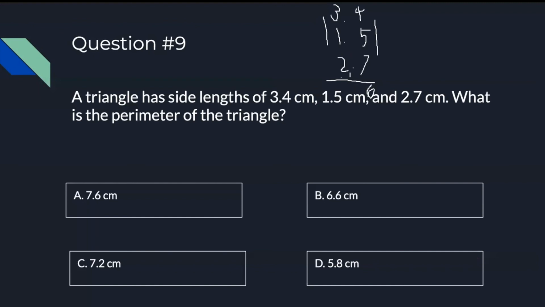Okay. 3 plus 1 is just 4. And then 4 plus 2 is 6. But then there's one more here that I put here. So it turns into a 7. So the answer should be 7.6. So it's A. Very good, right? So very nice. So perimeter, right?